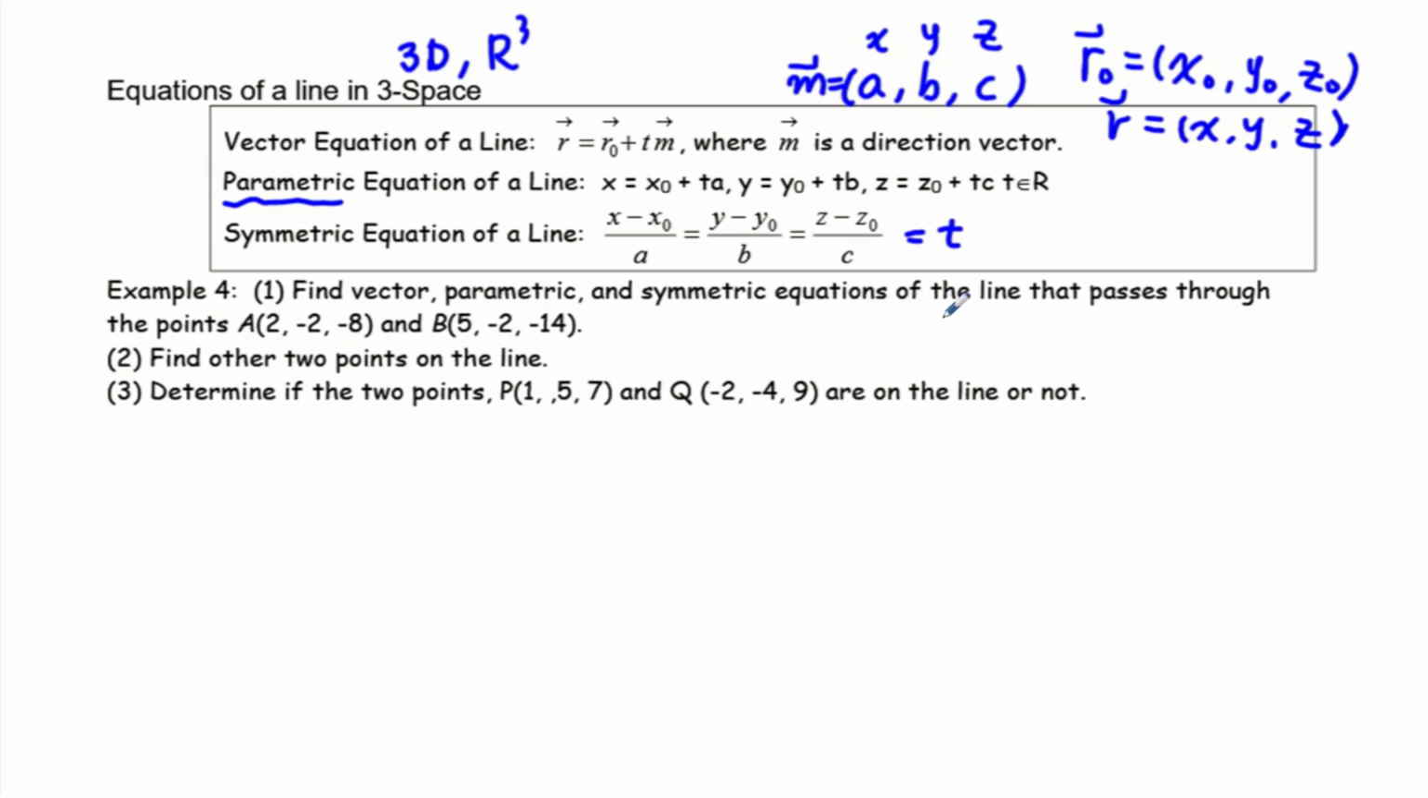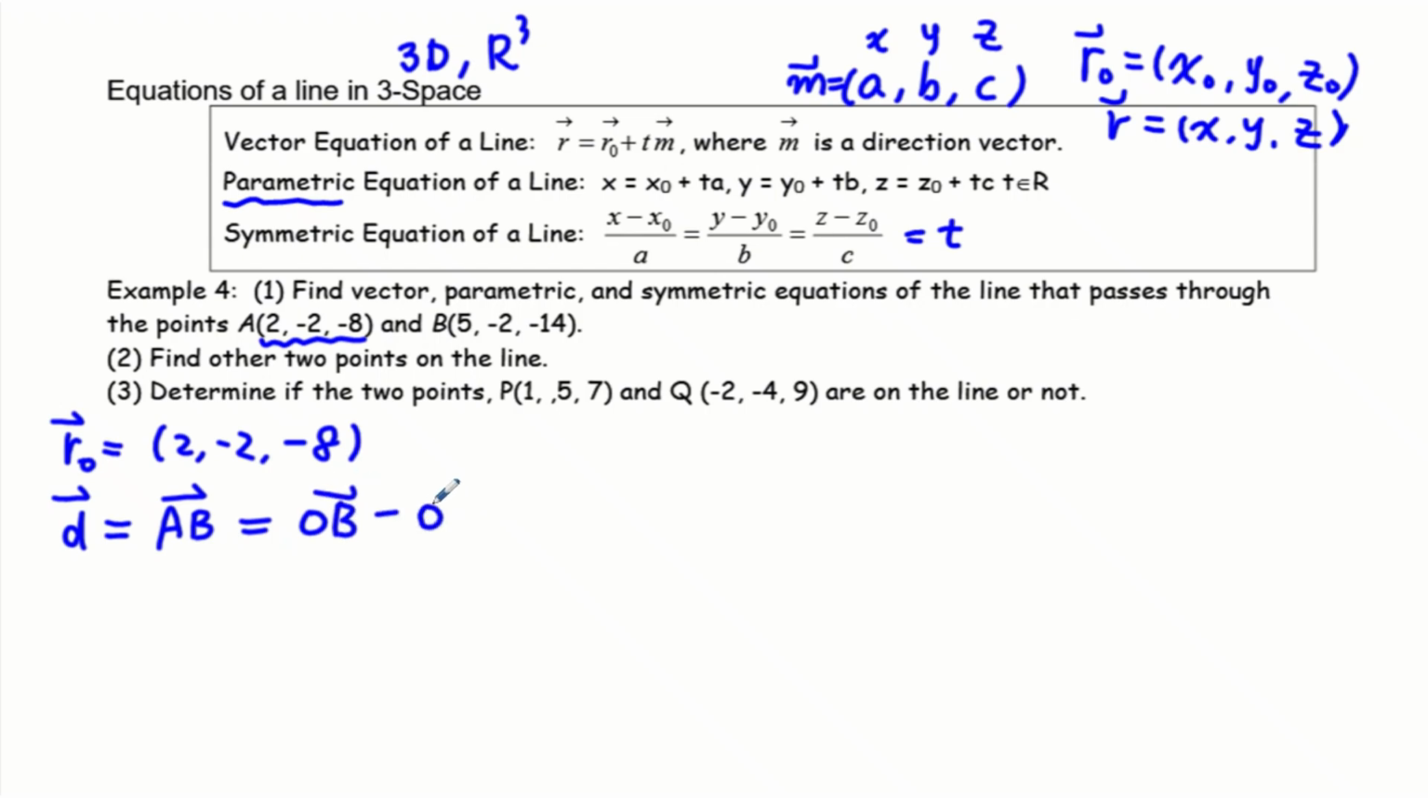Find all 3 forms of the equation of a line that passes through a point. This is our R0: 2, negative 2, negative 8. And B is another point. We want to use the two points A and B to find the direction vector. We could write it as AB or BA, it doesn't matter, but if we write it as AB, then it is OB, the second letter, minus OA, the first letter.